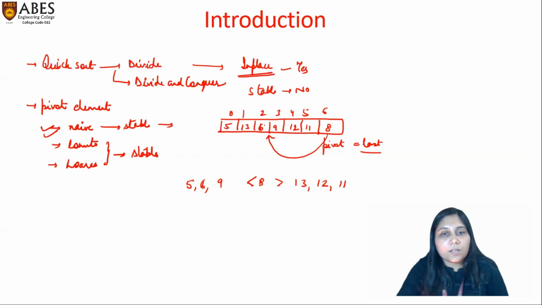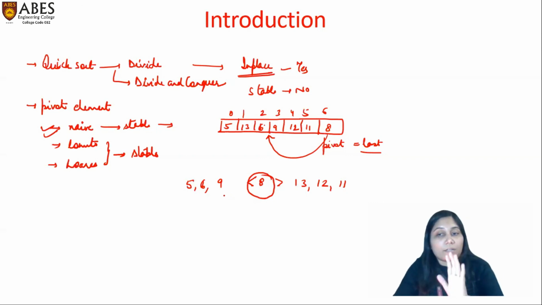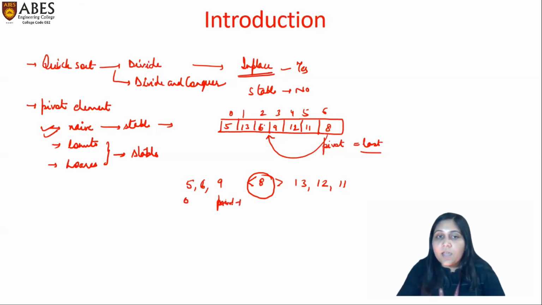Now remember that in this case, you are not going to consider this pivot as a part of your sorting or your division. When you are calling the recursive function, this pivot will not be included. Your array will run from 0 to pivot minus 1, and from pivot plus 1 till your last index.